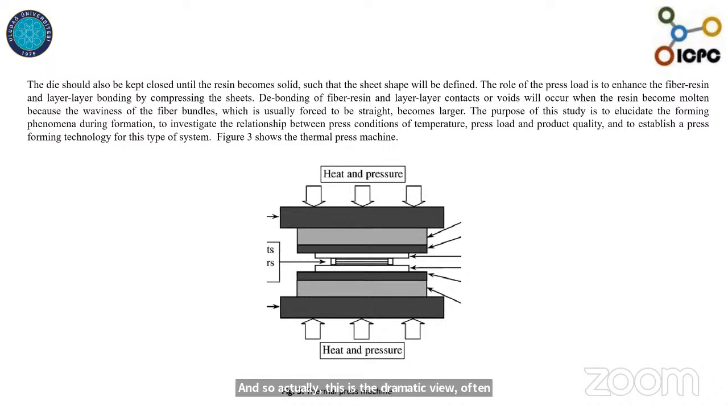So we have the die, which should also be kept closed until the resin becomes solid, such that the sheet shape will be also defined. The role of the press load is to enhance the fiber-resin and layer-layer bonding by compressing the sheets. And in the bonding of the fiber-resin and layer-layer contacts, voids will occur when the resin becomes molten, because the waviness of the fiber bundles is usually forced to be straight and become large.